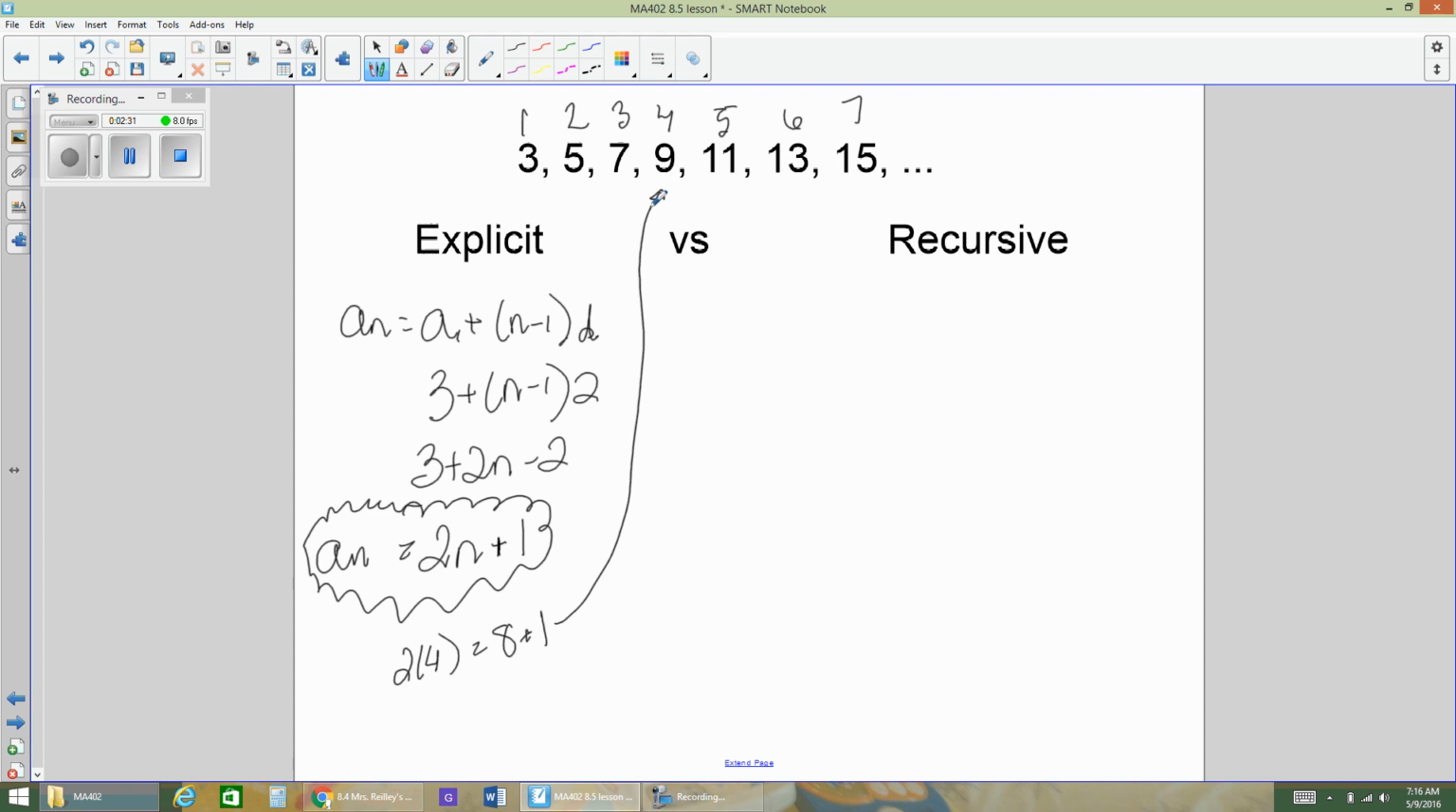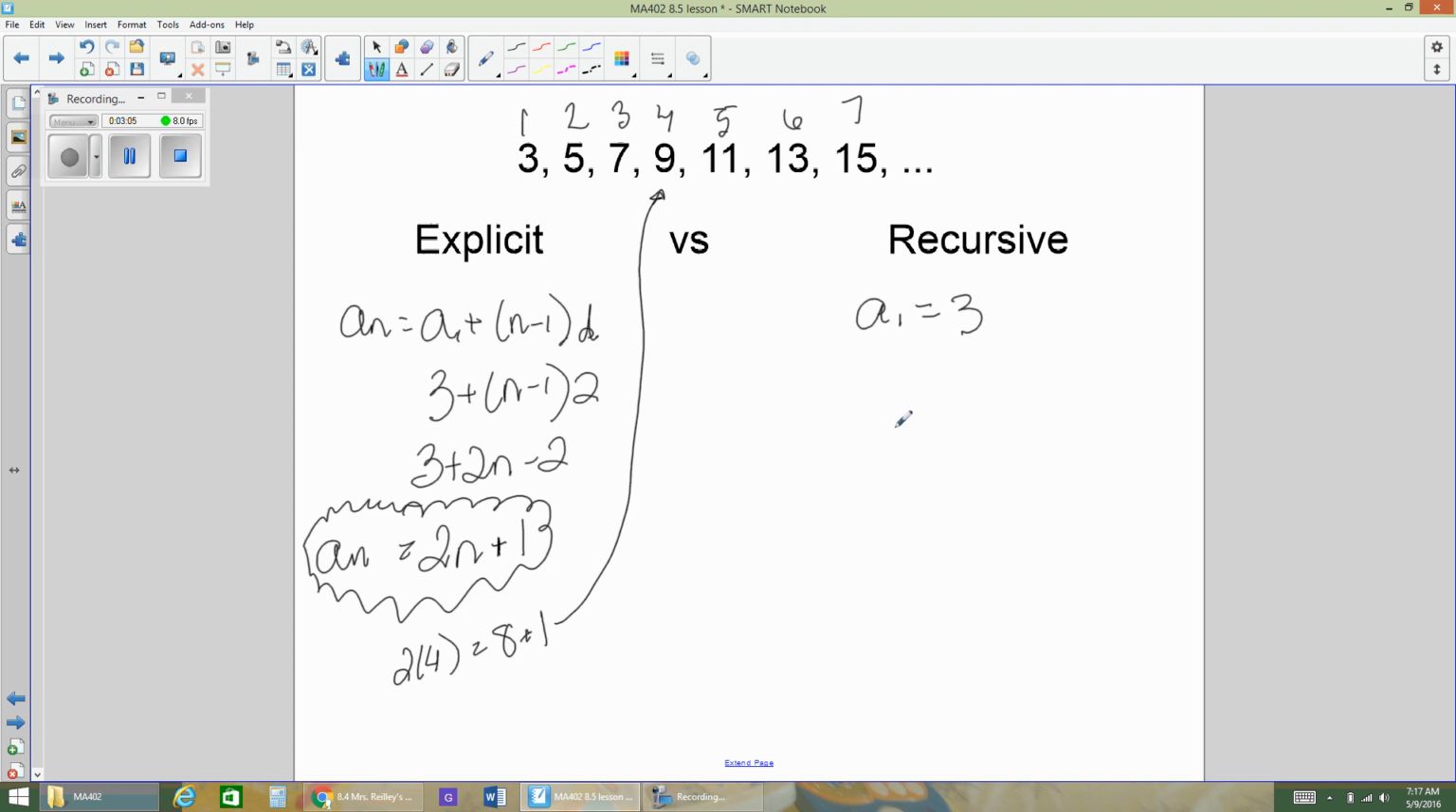Now, recursive is what we're doing today. And the recursive formula is important because it does not work off of the term numbers. Basically, what the recursive formula does is it says you identify your first term, which is 3, and then you tell me what I do to that term in order to get the next one. Well, what you would do is take that first term and add 2.